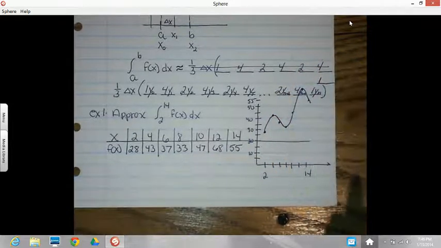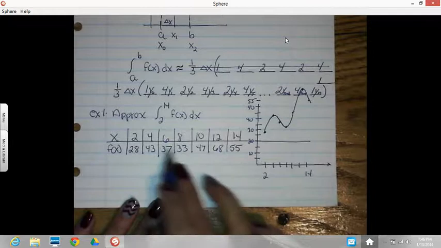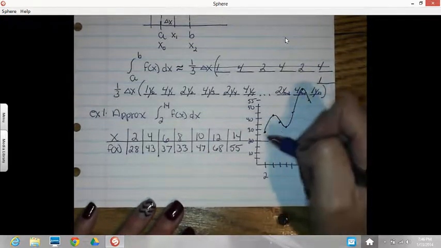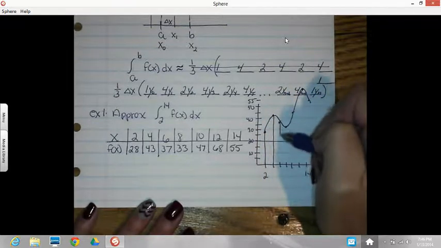So I am going to find the area under that curve using Simpson's rule. That's the only rule I have. I have no equation that gave me these. So we'll approximate it with Simpson's rule. Simpson's rule is going to chunk it up, and you can see they're all evenly spaced. They're all a width of 2.